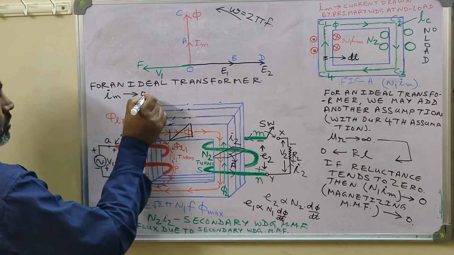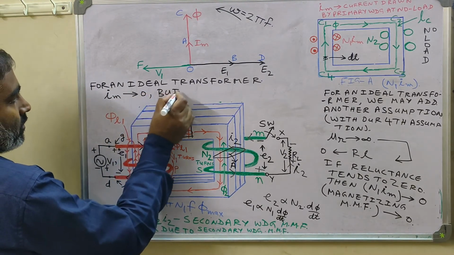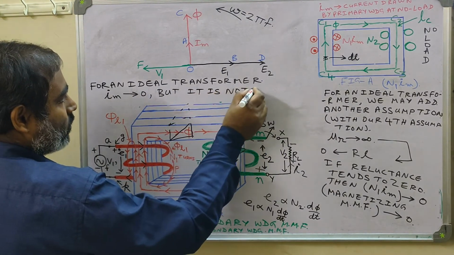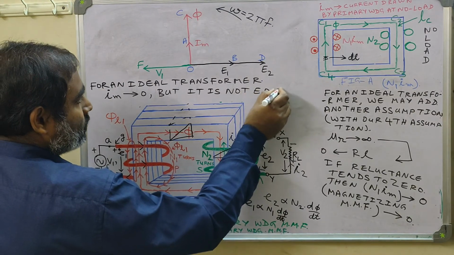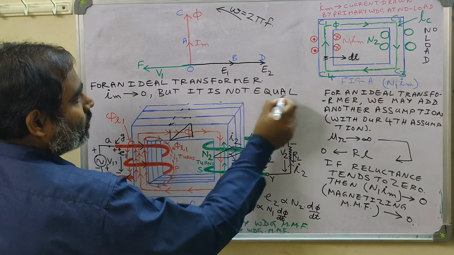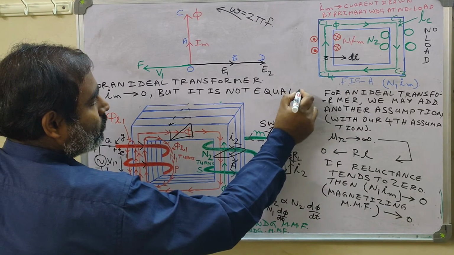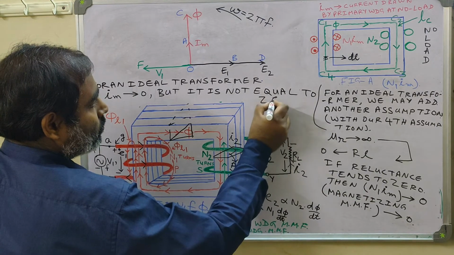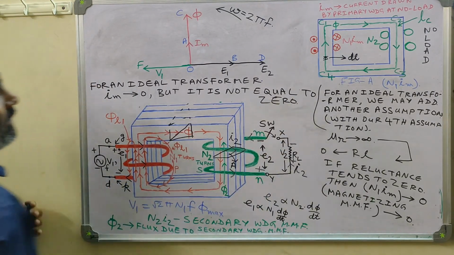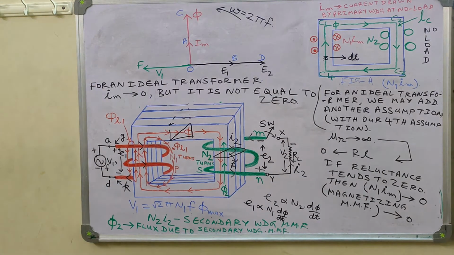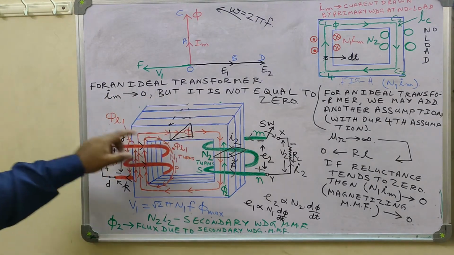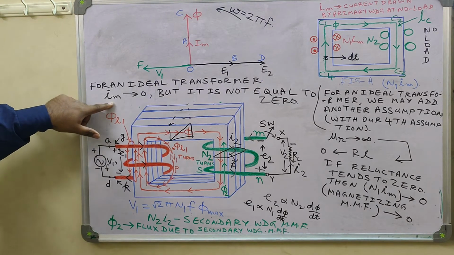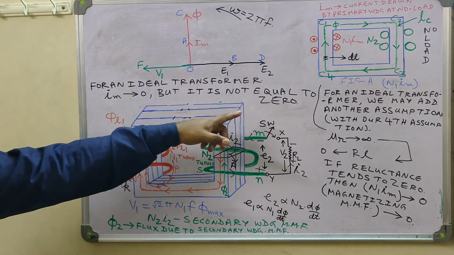Im tends to 0, but it is not equal to 0. That is a point which we should keep in mind very clearly, that for an ideal transformer, magnetizing current Im tends to 0, but it is not equal to 0.